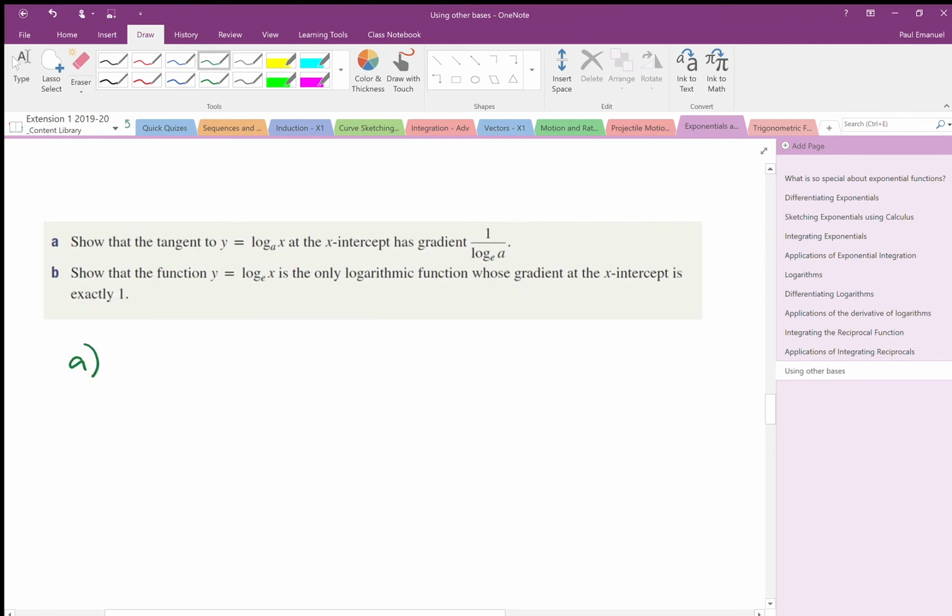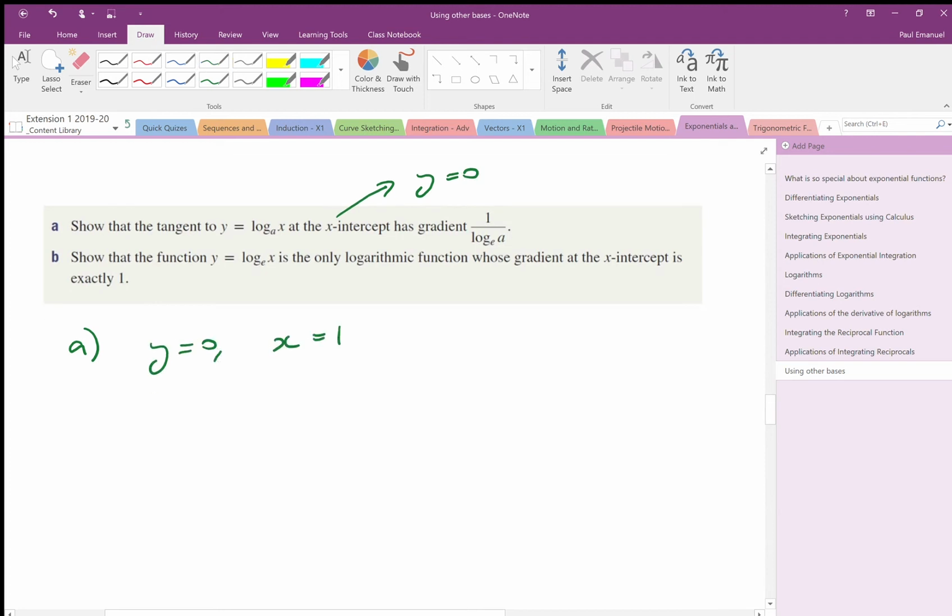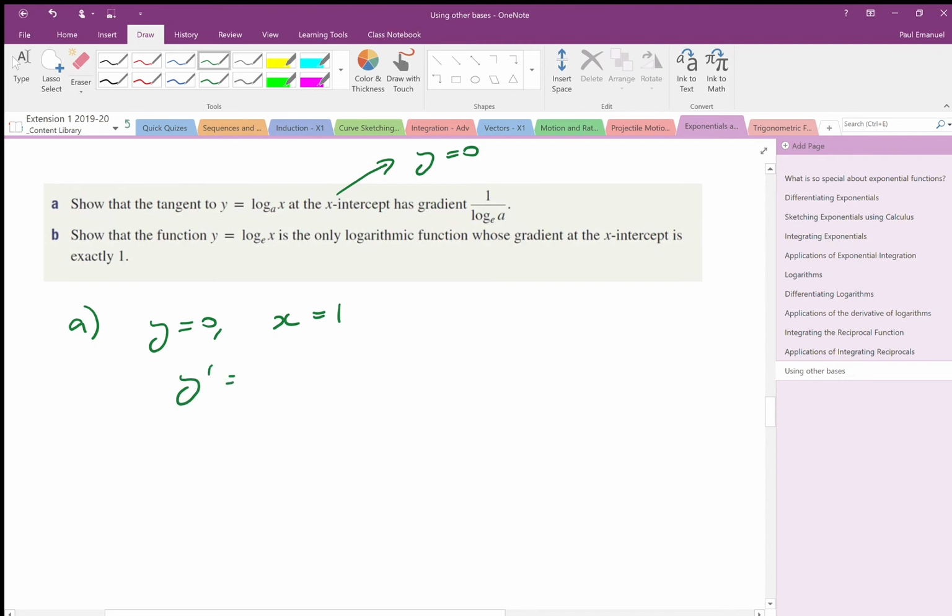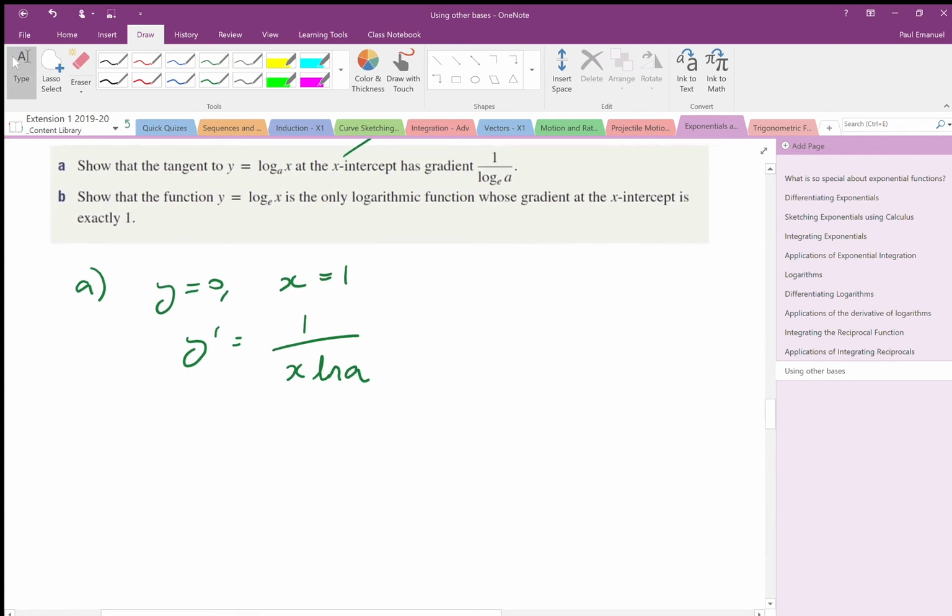So let's do this one. Show the tangent at the x-intercept. Okay, so that's when y equals 0, so x equals 1. We know that the derivative is 1 on x log a. And so we can say y dash is 1 on 1 log a, which is exactly what we wanted.